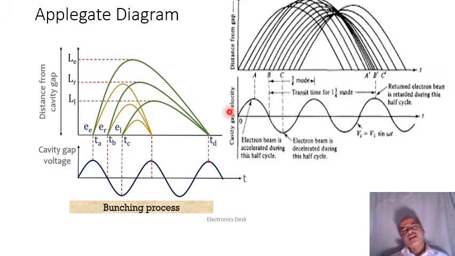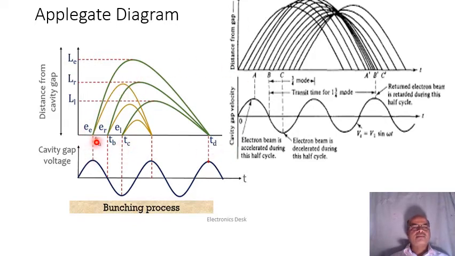Next is the Applegate diagram. In the exam, a question is asked such as: explain the working principle and construction of a reflex klystron with the Applegate diagram. So this is called the Applegate diagram. In the oral exam also, you have to draw the Applegate diagram.